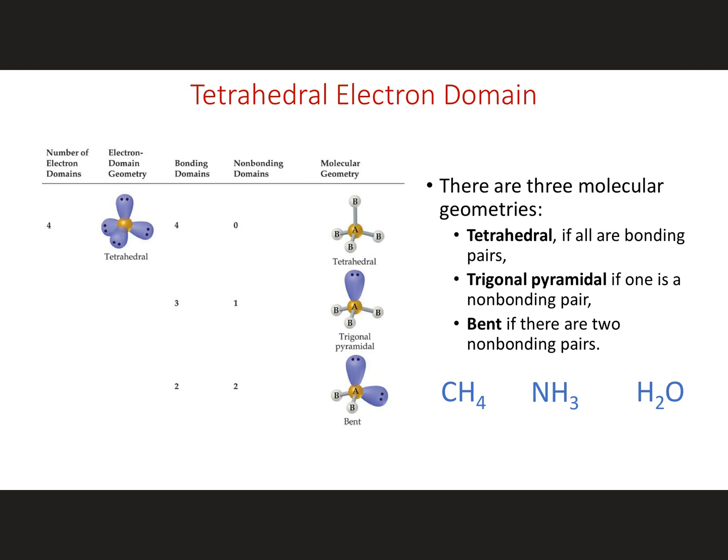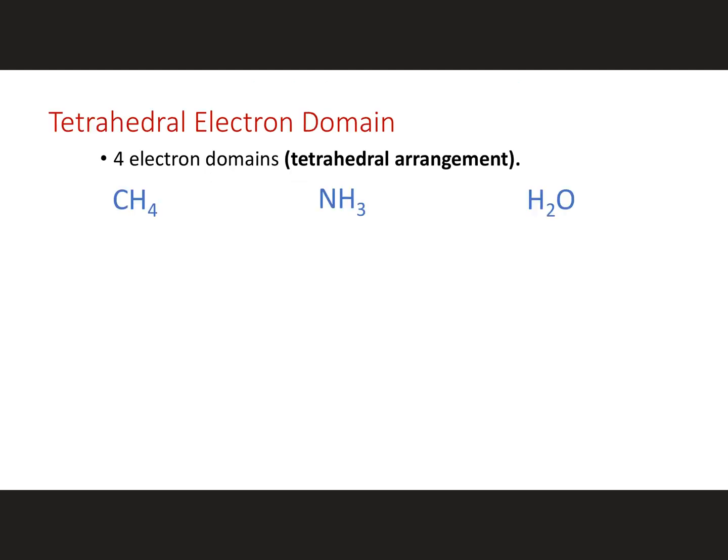We're going to talk about tetrahedral, trigonal pyramidal, and bent geometries from the 4 electron domain geometries. And we're going to look at 3 different examples. We're going to look at methane, we've already looked at ammonia, and we're going to look at water. So the first step, draw the Lewis structure for each of these.